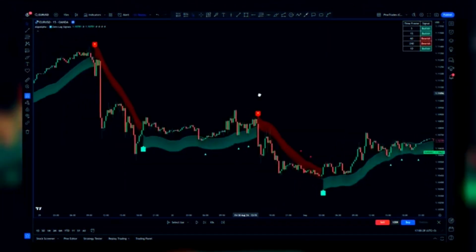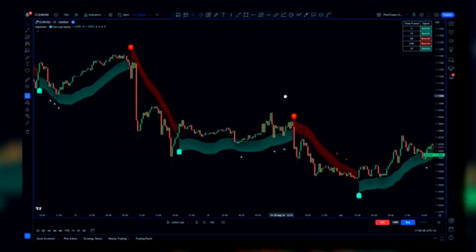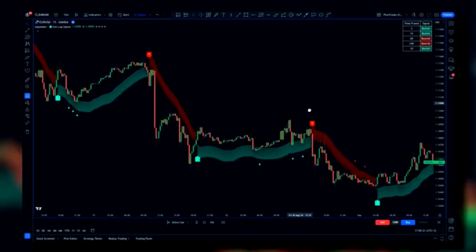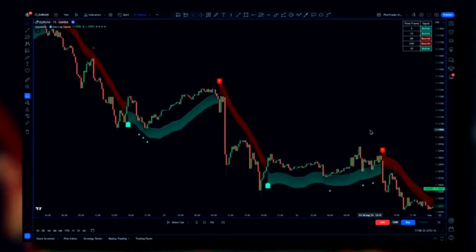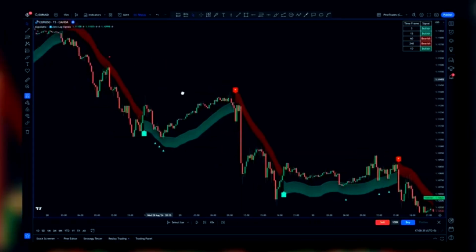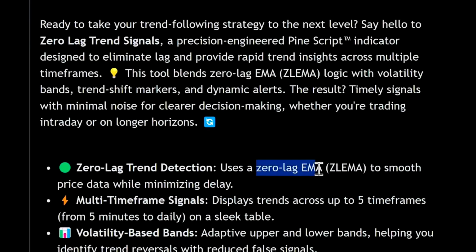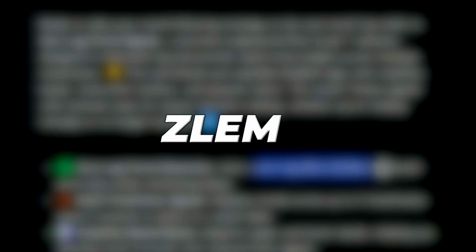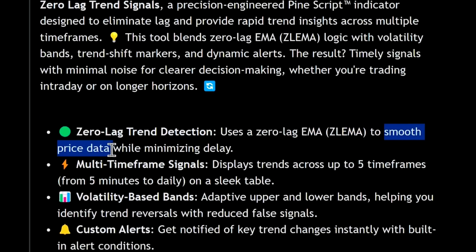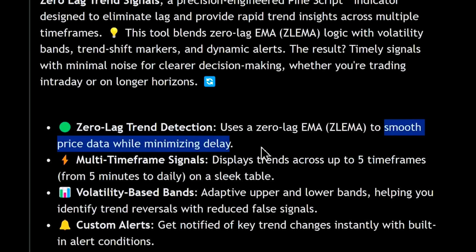So what is this indicator exactly? The Zero Lag Trend Signals is a tool designed to boost trend following strategies. It minimizes lag, offering quick trend insights across multiple time frames. It uses the zero lag exponential moving average lemma to smooth price data while reducing delay, providing a more responsive trend analysis method.